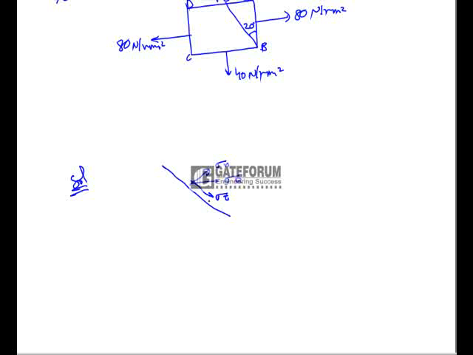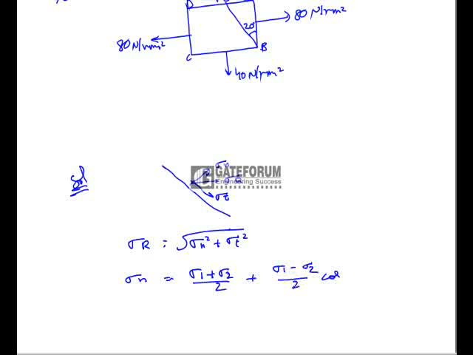Let us say this is a resultant stress. So here resultant stress is equal to root of sigma n square plus sigma t square. Here sigma n is the normal stress and is given by sigma n is equal to (sigma 1 plus sigma 2) by 2 plus (sigma 1 minus sigma 2) by 2 cos 2 theta. Here theta is the oblique angle, that is 20 degrees, and sigma 1 and sigma 2 are 80 and 40. From this equation we have sigma n equal to 75.32 Newton per mm square.